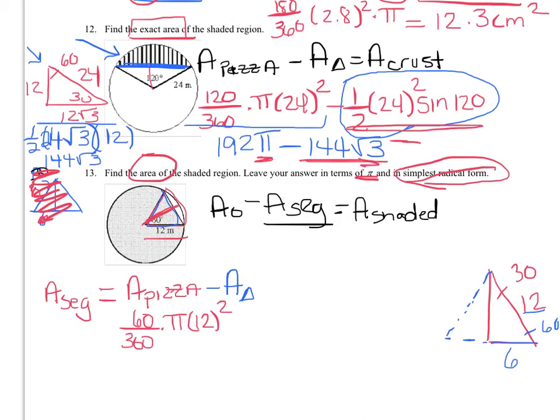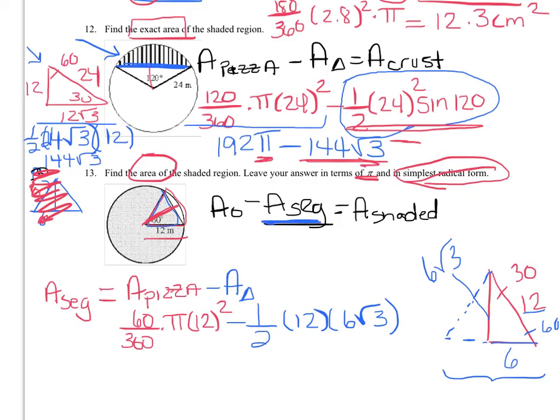So the height here is the short leg √3. So this is the short leg √3. That's the height of our triangle. The base is 12 because we have to account for the whole triangle right there. So we do 1/2 times the base 12 times the height 6√3. Okay, now keep in mind that's just for this. That's what we're working on. So we're going to simplify all of this as best that we can.